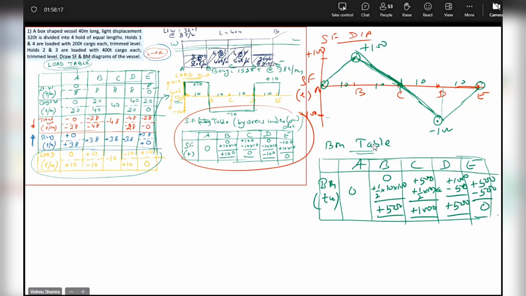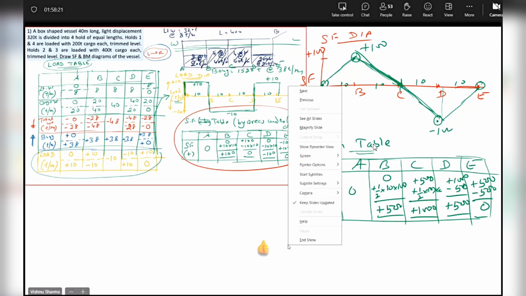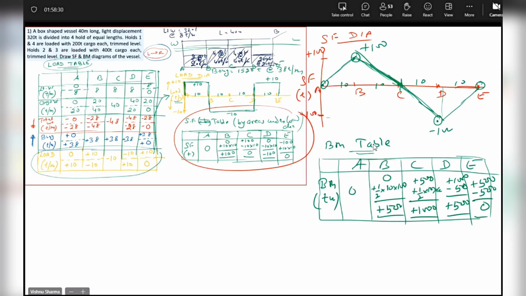Does everybody agree with the BM table? Yes or no? If anybody hasn't, this you already know, beta. In beam questions, you have done BM from SF, yes or no? Yes, sir. And now our focus is on the SF diagram. Now the load diagram is also done. Now our focus is on the SF diagram.